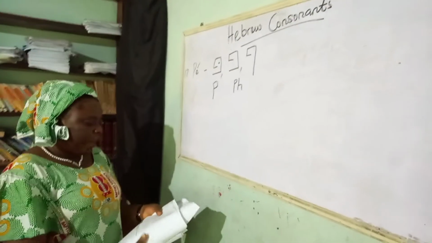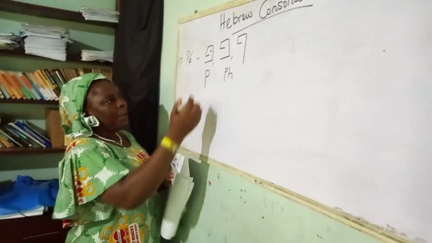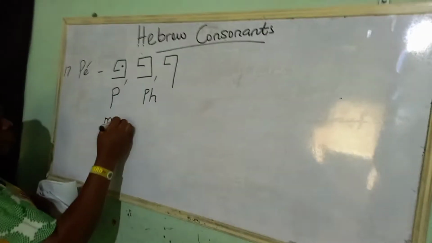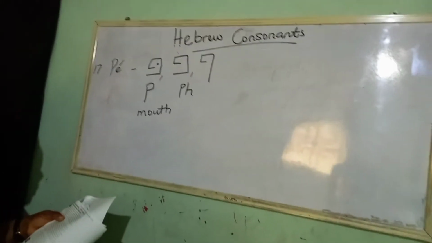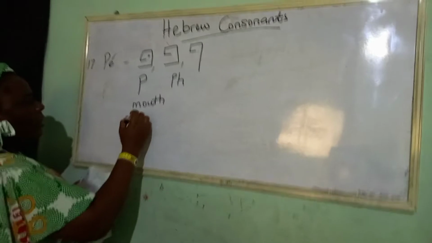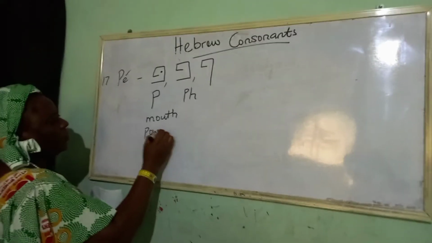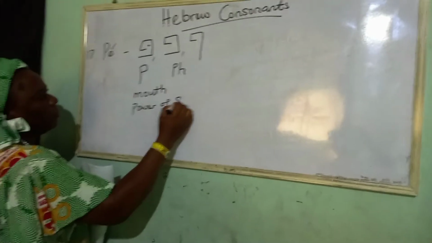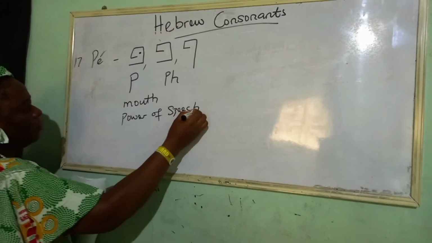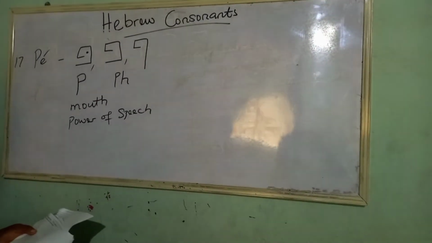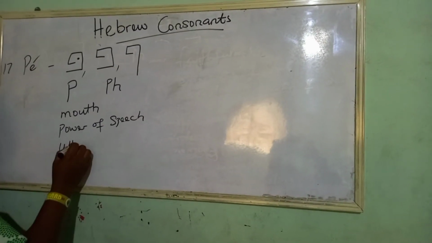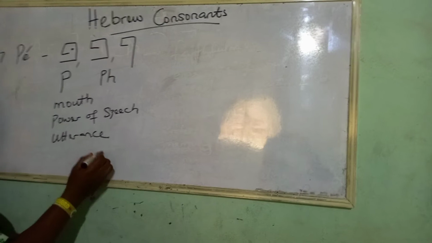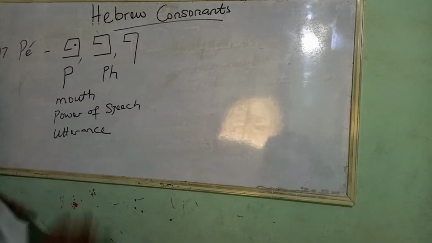And the meaning of pe. Pe refers to mouth. Actually, the Hebrew word for mouth is pe. It has to do with the power of speech, utterance. That is pe.